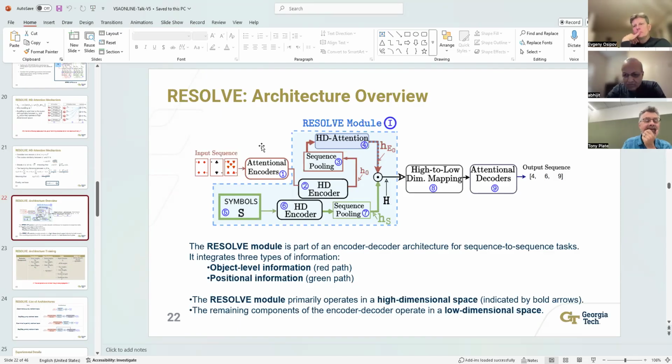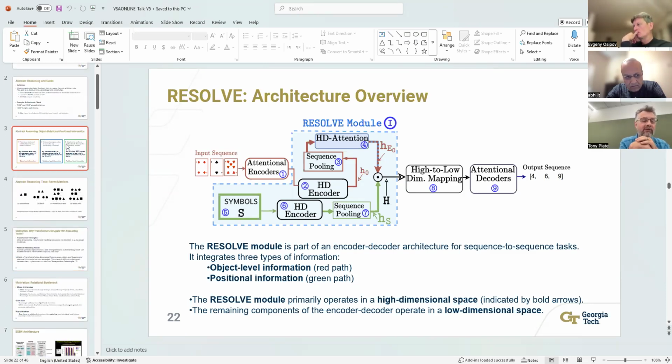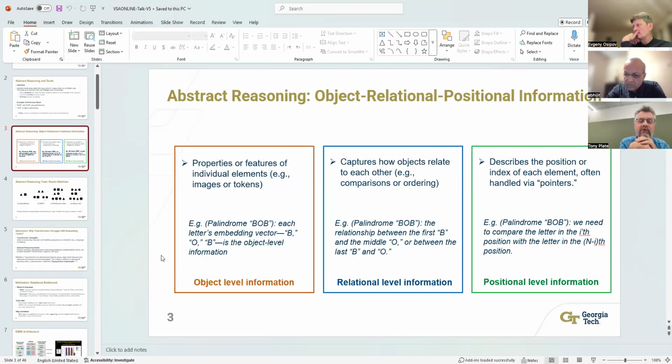Okay. Another question. Very early on in the first talk, you were talking about the different types of information: object level, relational, and positional. Just a question there. What's the difference between relational and positional, or could you just view one as a type of the other?